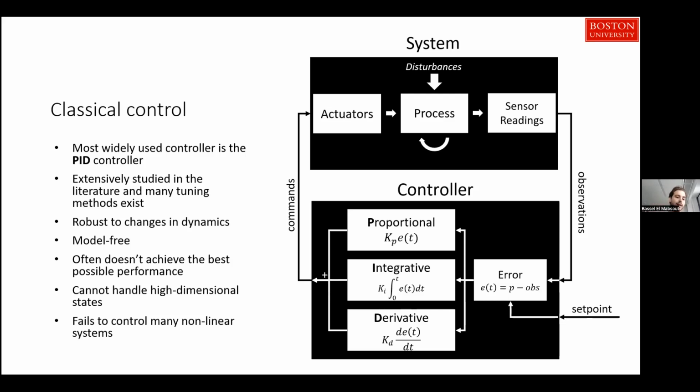It also cannot handle high-dimensional observation. You cannot expect a PID controller to be fed an image and produce a command that will achieve the goal that you want to achieve. And it fails at controlling systems with high performance in some cases. And I'll get to an example of such system.